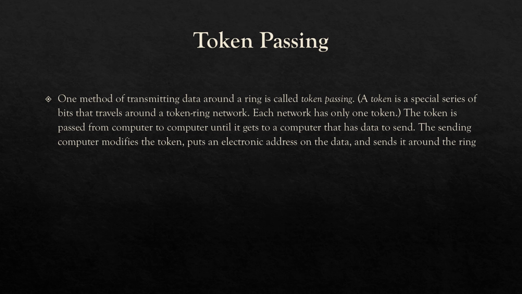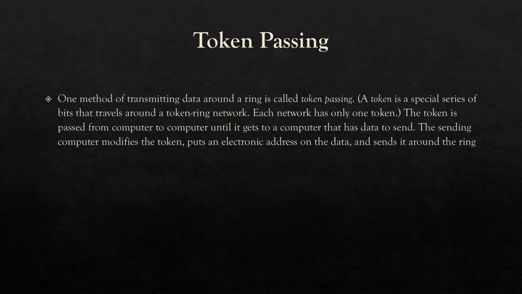So using token passing, a PC that wants to transfer data will attach its data to the token. What is a token? A token is a special series of bits that travels around a token network, and each network has only one token. So as you can see, since each network has one token, it is totally collision free. There are no chances of any collision in the network.